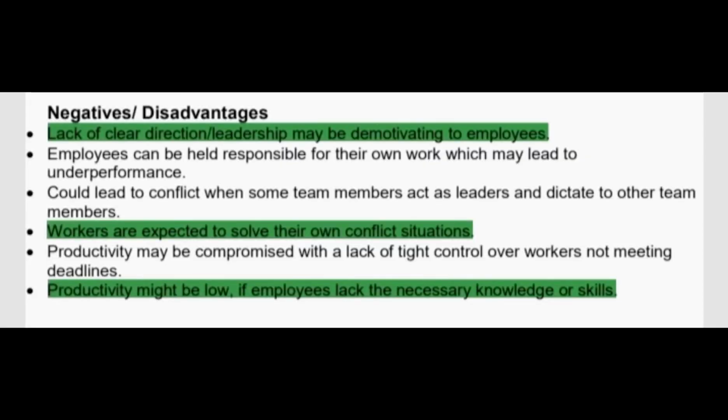Productivity may be low if employees lack the necessary knowledge or skill. Productivity can be low if what? Employees lack the necessary knowledge or skills. Here we are saying that the leadership does not involve itself. It allows the employees to make their own decisions. Let's say they are lacking the necessary skill or knowledge. That means it will decrease productivity.